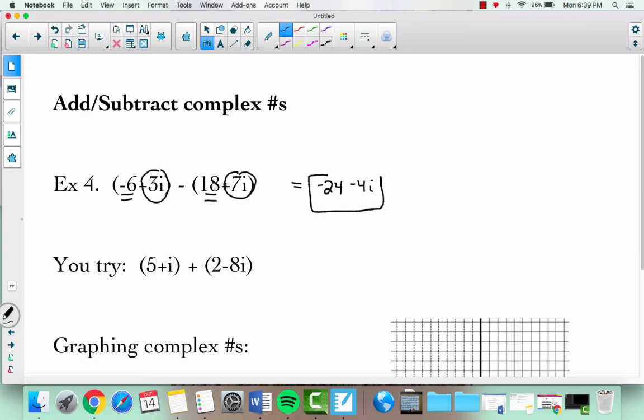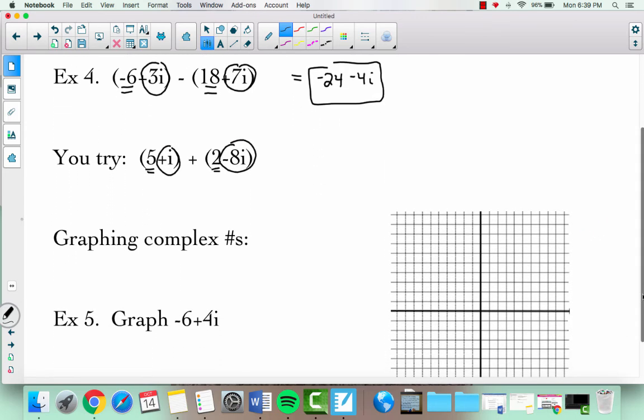And we're done. So add or subtract the real part, add or subtract the imaginary part, and then make sure it's written in its standard form, and you're finished. I encourage you to go ahead and try this one. It's just an addition problem. Remember, adding the real parts and then adding the imaginary parts together, and then you would be done.